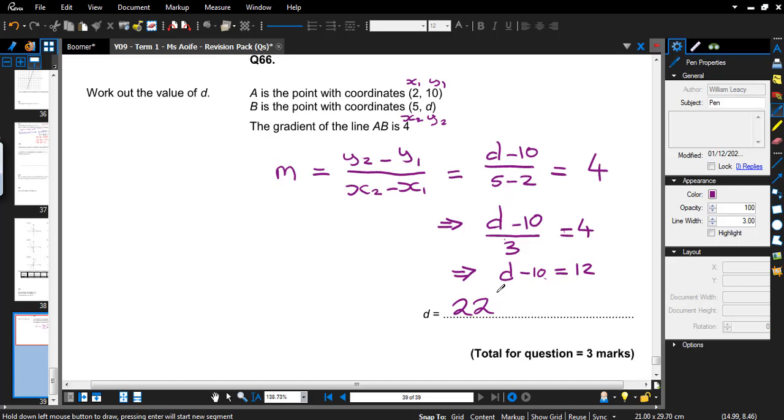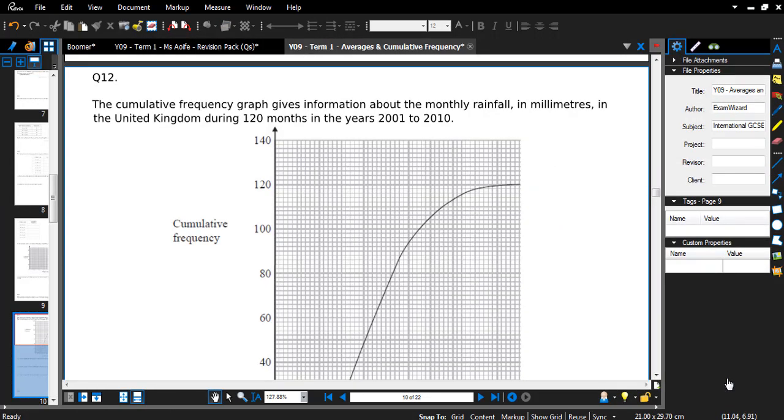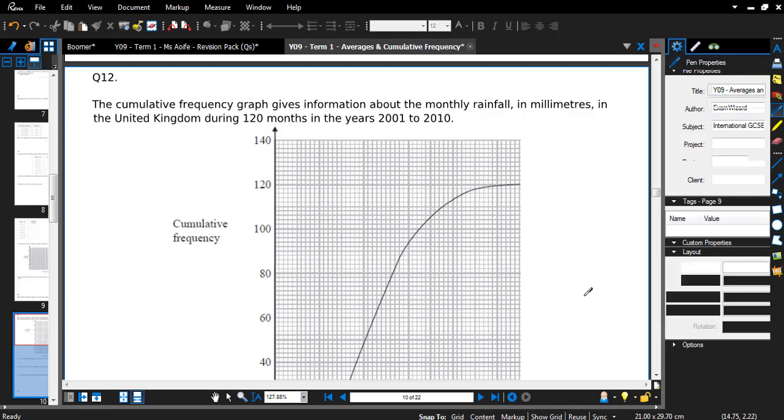I have been asked to look at quartiles from a cumulative frequency graph. I'm going to pause this. Okay, we are back. This is from the averages and cumulative frequency booklet that I gave you, and this is question 12. I just re-plugged in my pad here, it's gone a bit crazy.